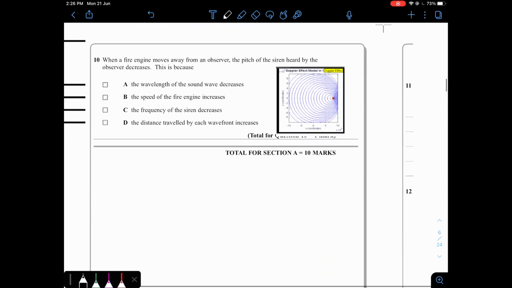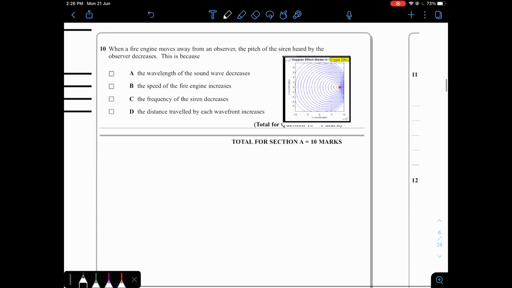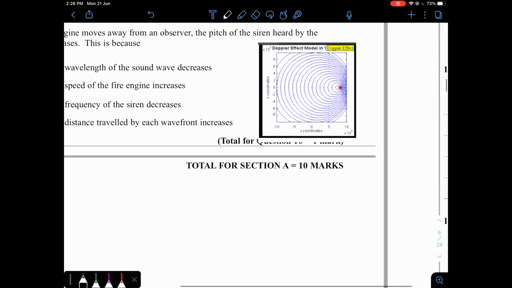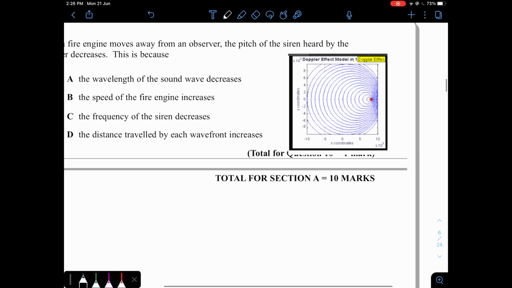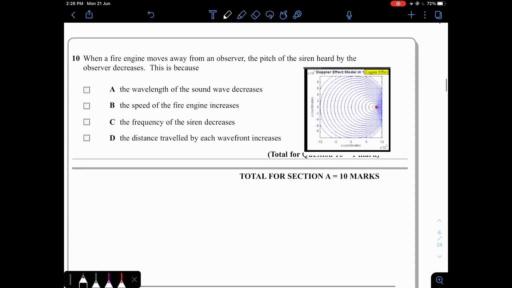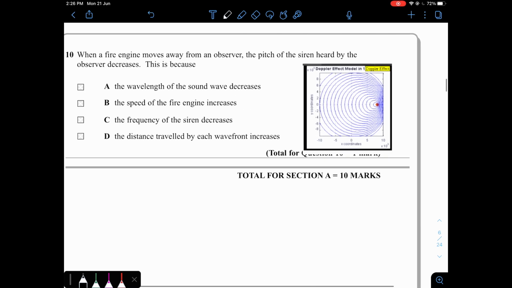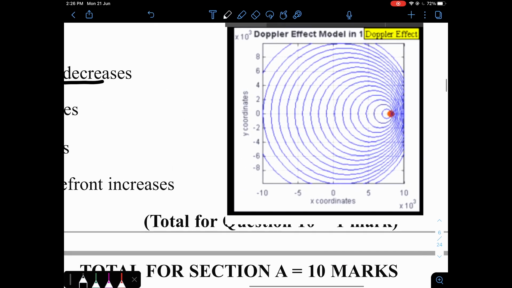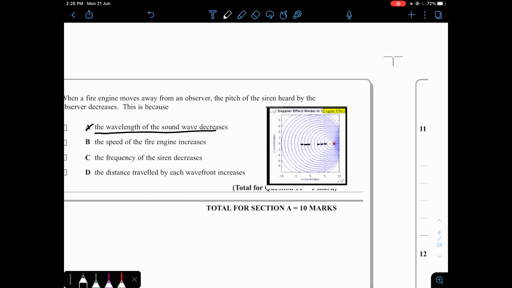Alright, question number 10. When a fire engine moves away from an observer, the pitch of the siren heard by the observer decreases. This is because of what? I've got this diagram which shows the Doppler effect in motion. Something you need to remember is that the wavelength of sound waves stays constant. You can see the wavelength is the same here, here, here. So A is wrong. The wavelength is constant.